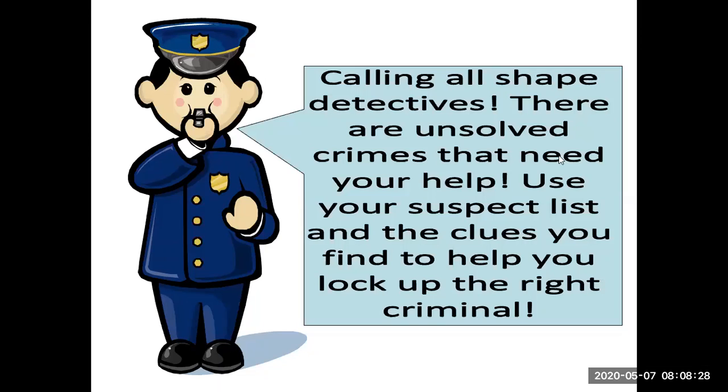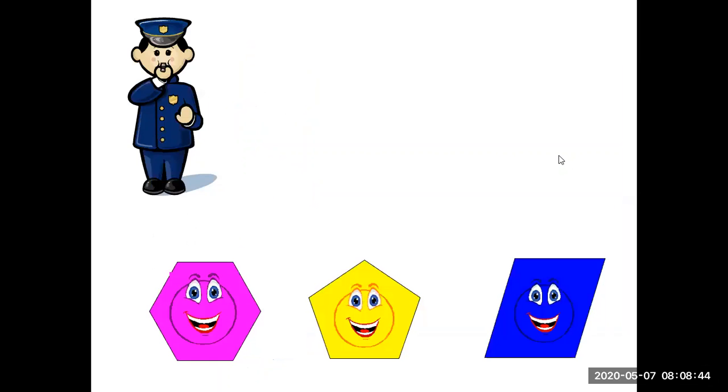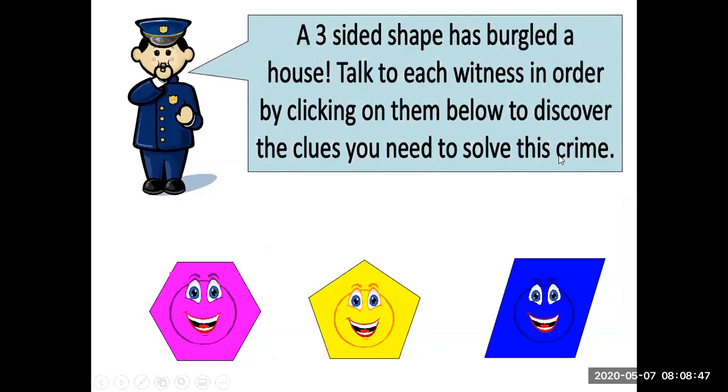Calling all shape detectives, there are unsolved crimes that need your help. Use your suspect list and the clues you find to help you look up the right criminal. A three-sided shape has burgled a house. Talk to each witness in order by clicking on them to discover the clues you need to solve this crime.